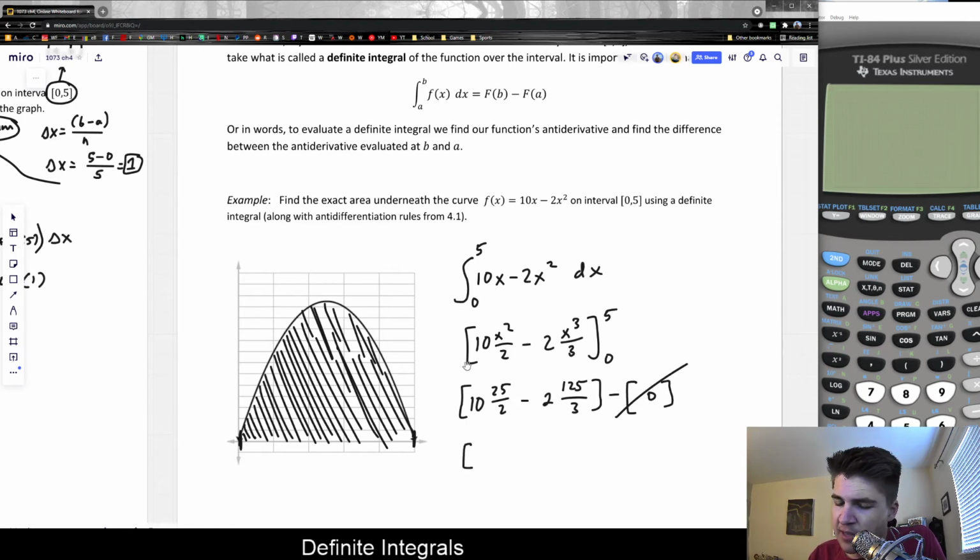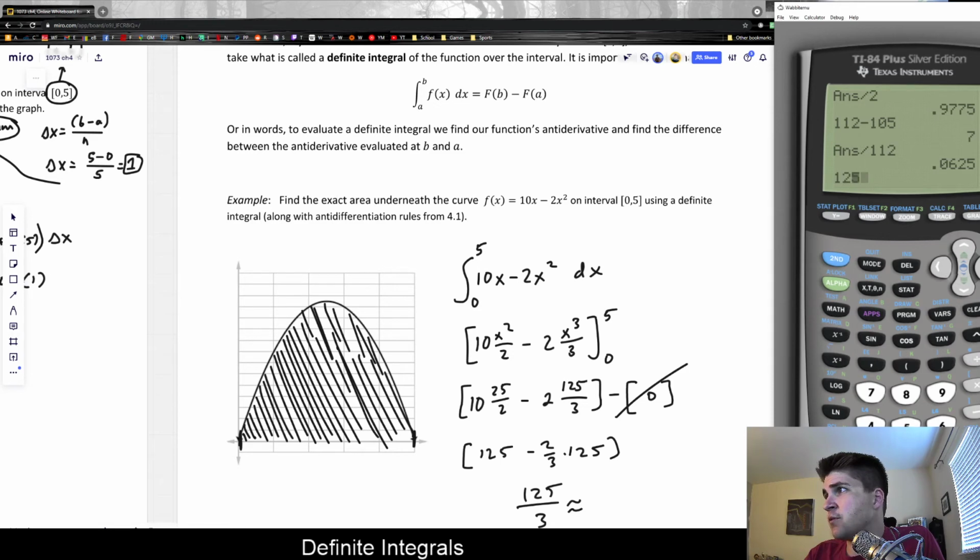So what this would give us is 10 over 2 is 5 times 25 is 125. And then this is minus 2/3 times 125. So since that's 125 minus 2/3 of itself, that should just leave us with 1/3 of 125, or 125 over 3, which is not divisible, and that's good enough. We could actually approximate, what is that? 125 divided by 3 using a decimal is going to be approximately 41.6, or exactly 41.6 repeating, but approximately 41.7.